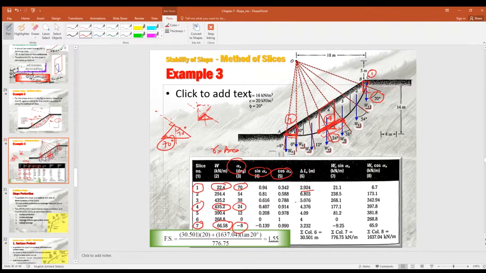And for slice 4, 4.376 meters. And what about for the slice 7? You got this, the length of the slice, or the length along the failure surface of that slice. So you got all these values, and then you multiply W sine alpha, okay? So you get this column, W sine alpha, and then you multiply by W cosine alpha.